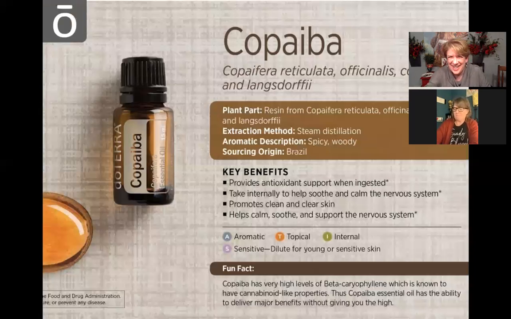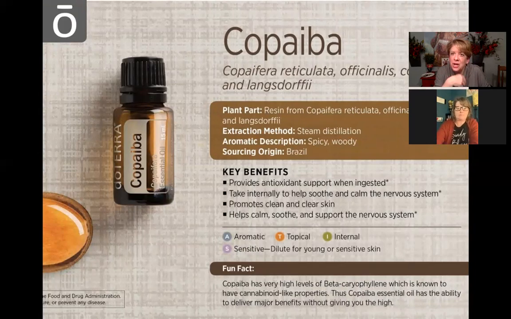So there's your copaiba. Again, copaiba can be used aromatically, topically, or internally. And doTERRA provides a soft gel that you can use. For sensitive people, they recommend that you dilute for young or sensitive skin. I personally use copaiba straight and don't have any trouble, but just know that.